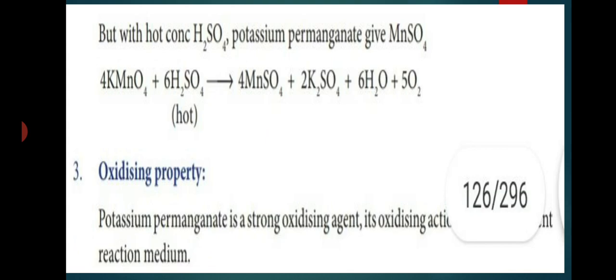And by hot concentrated sulfuric acid, potassium permanganate gives manganese sulfate. So there are two conditions. When using cold sulfuric acid, you get manganese dioxide. When you use hot sulfuric acid, you get manganese sulfate. 4KMnO4 plus 6H2SO4 gives 4MnSO4 plus 2K2SO4 plus 6H2O plus 5O2. It is also a strong oxidizing agent like potassium dichromate.